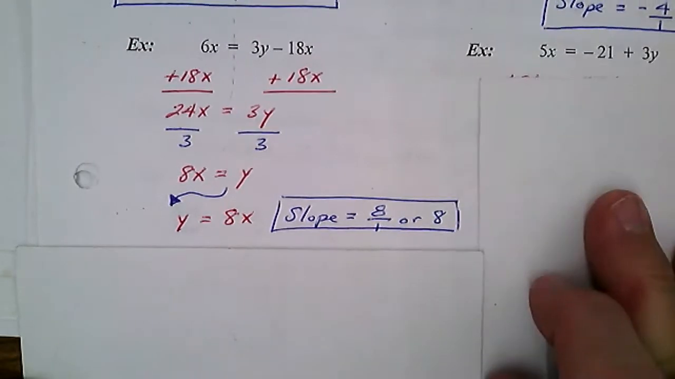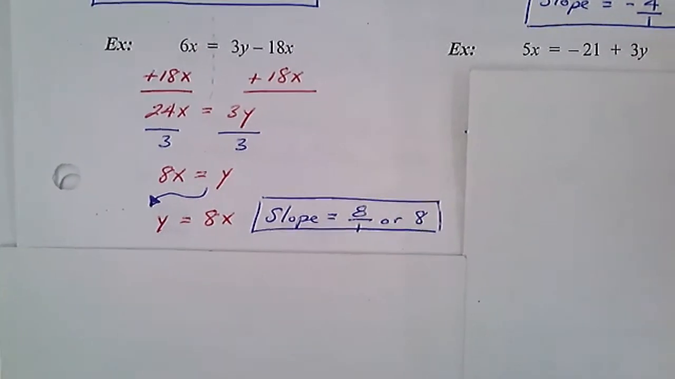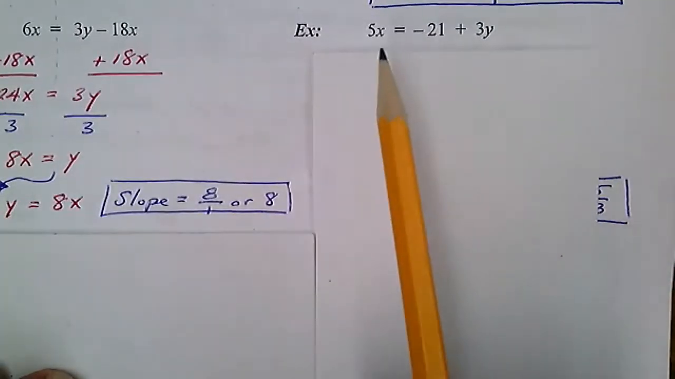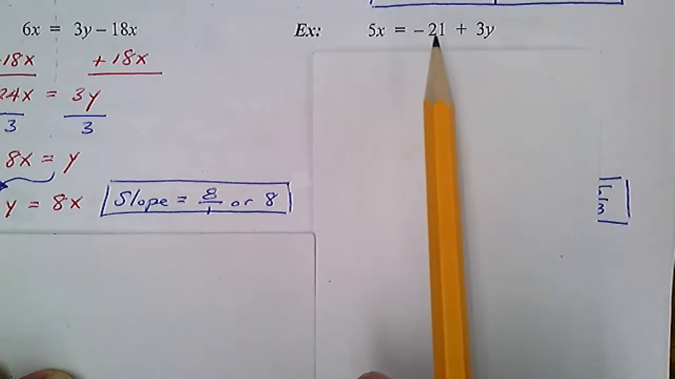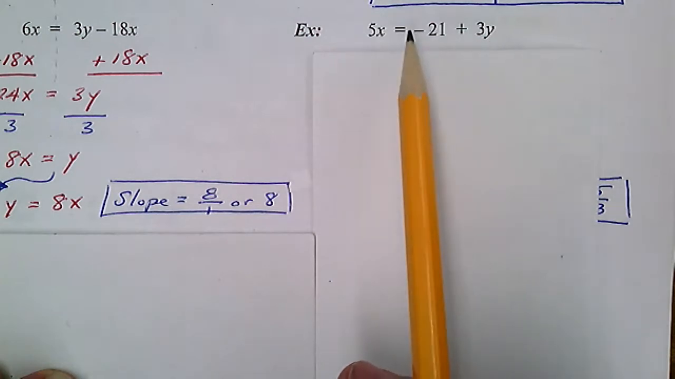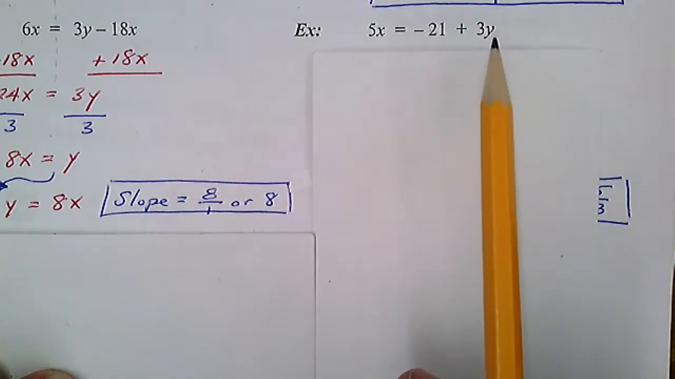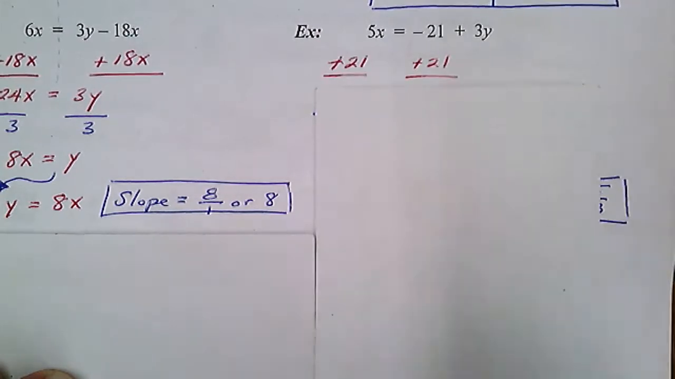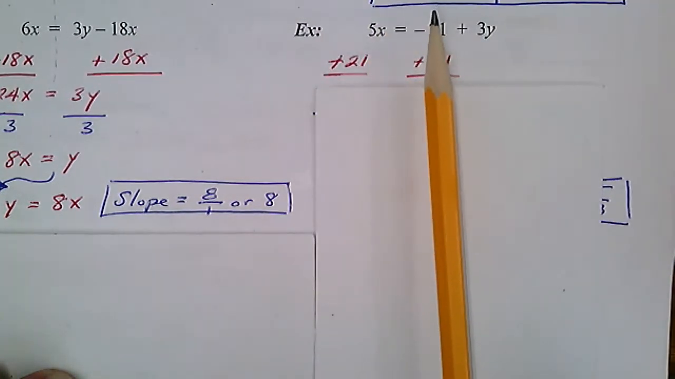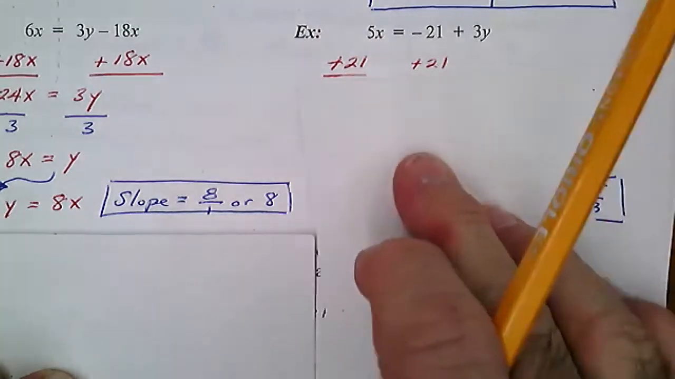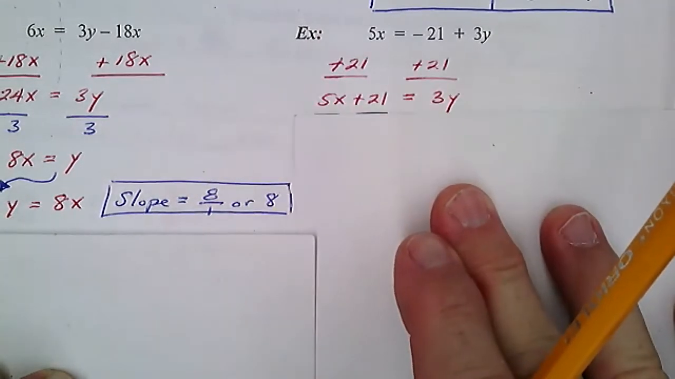Okay, here we go. Last two, I believe. Okay, so I'm going to come over here to this one here. And we've got 5x equals minus 21 plus 3y. Once again, we want to transform this so that y is by itself. So right now, the first thing we want to get rid of is the minus 21. So we're going to add 21 to both sides. So that cancels. So over here, I'm going to get 5x plus 21. It's going to look like that.